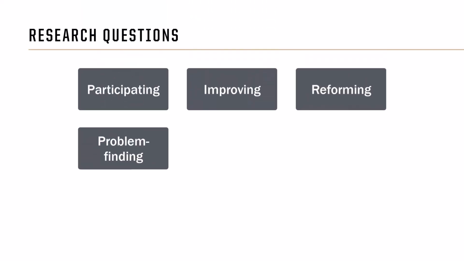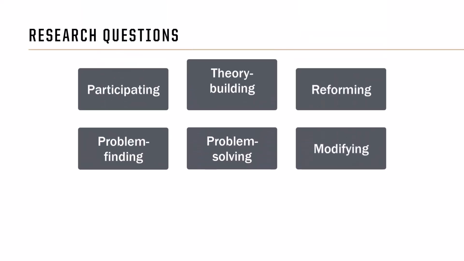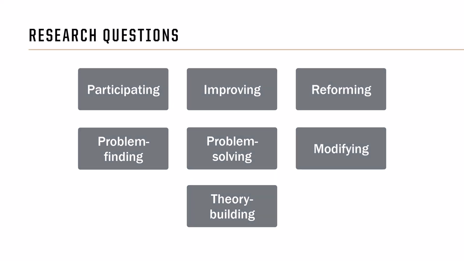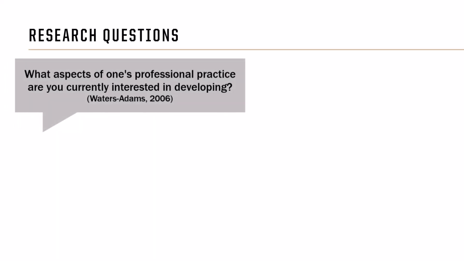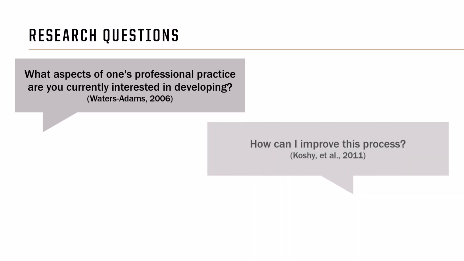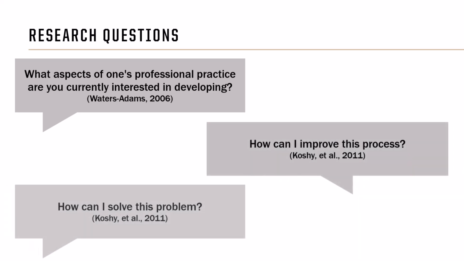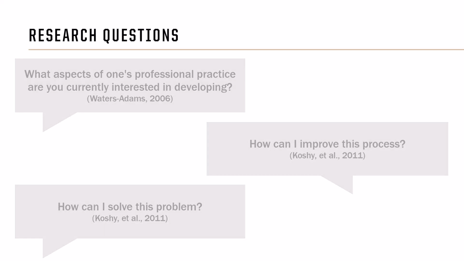What sorts of research questions guide action studies? Action-based researchers strive to gain a better understanding while participating, improving, reforming, problem-finding, problem-solving, modifying, and theory-building. Research questions that have been addressed by an action approach include, for example, what aspects of one's professional practice are you currently interested in developing? How can I improve this process? And, how can I solve this problem? Links to these studies and more are available on the research guide highlighted at the end of this video.